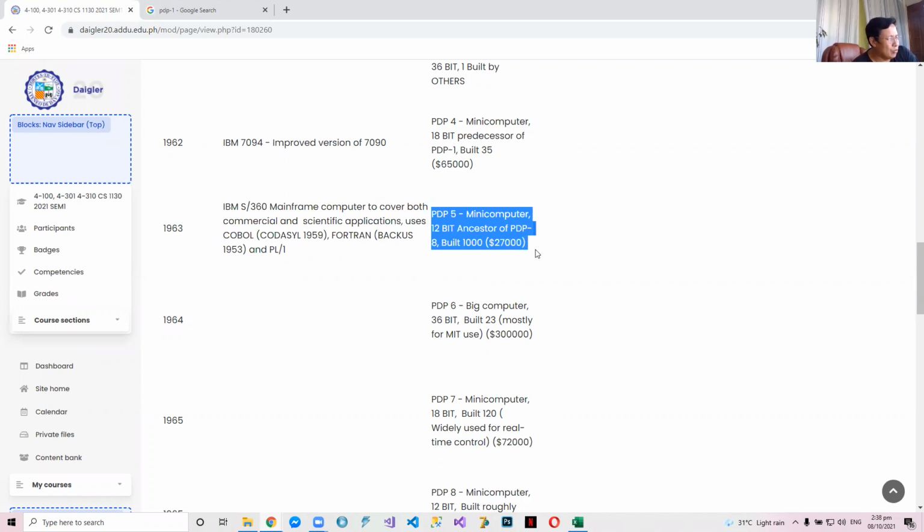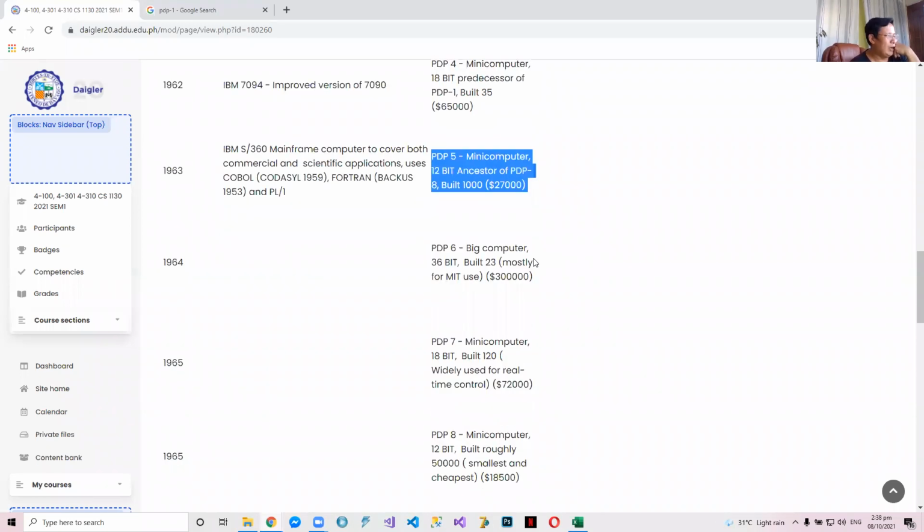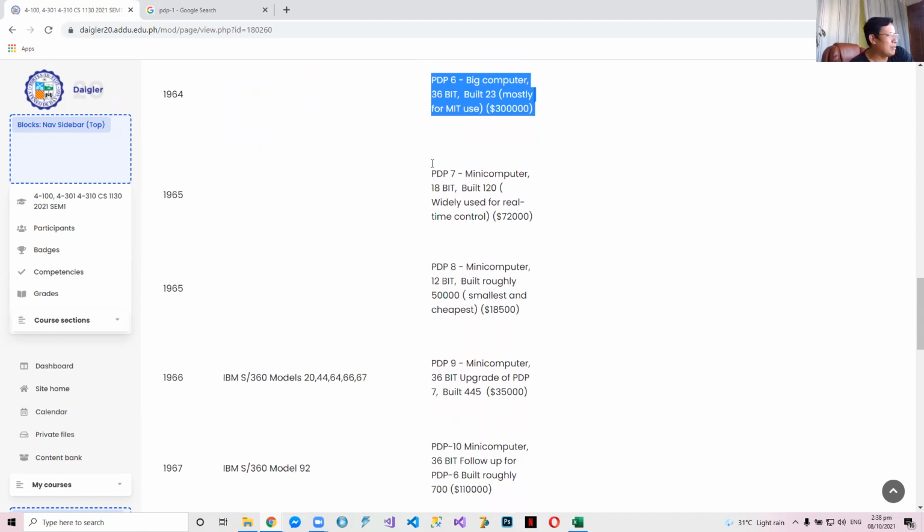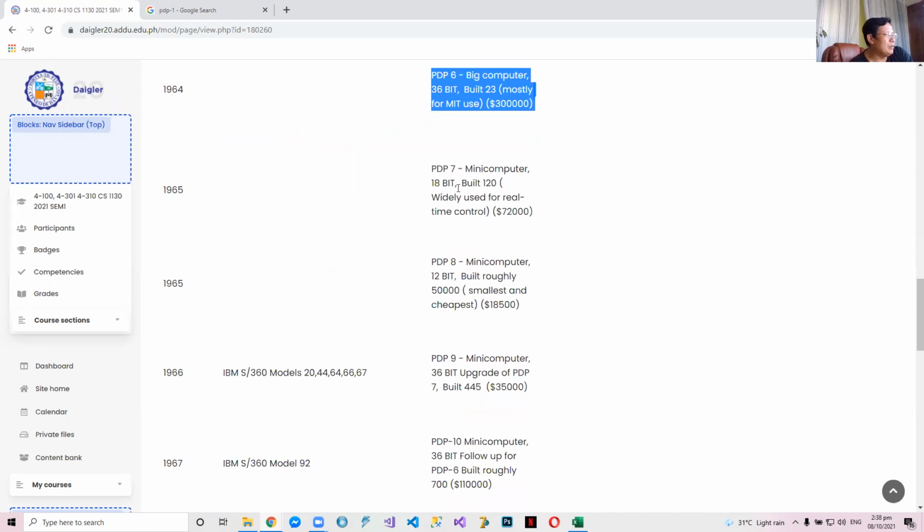They built 1,000 and sold at $27,000 each, no? So 27,000 times 1,000, that's 27 million. No? So DEC was breaking into the market of IBM by manufacturing smaller computers, no? Which are very useful to smaller companies and even universities, no? PDP-6, a big computer, was built for MIT because DEC was affiliated with MIT, no? For 300,000 each. PDP-7 is a popular version. It's a mini computer with real-time control, no? I don't know what real-time is, but it's still 18-bit.